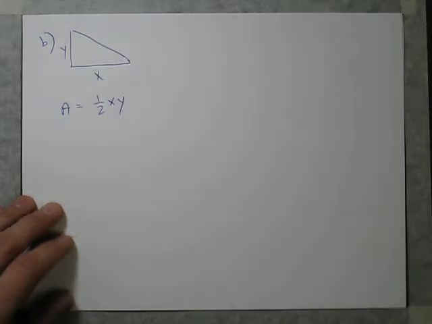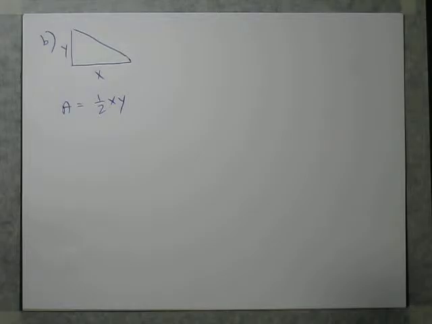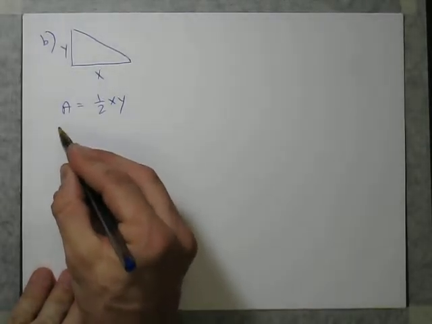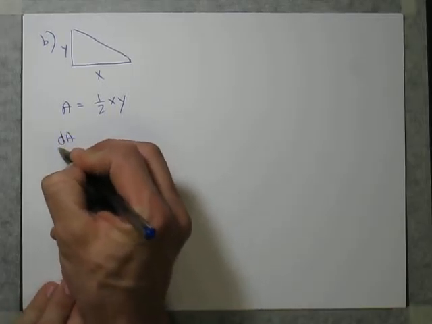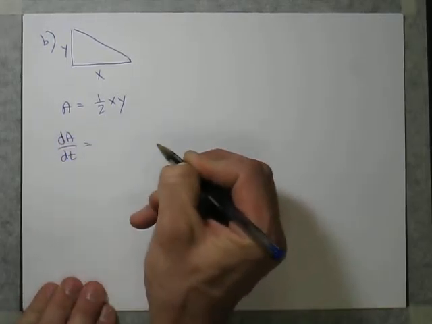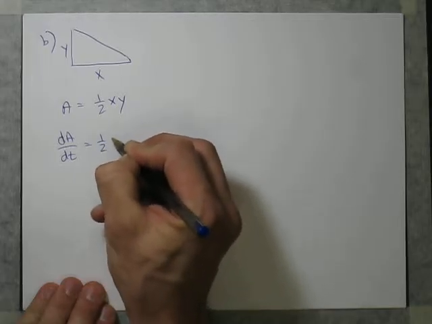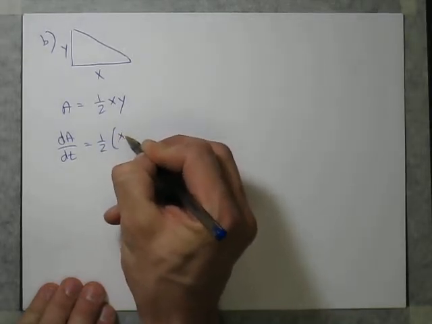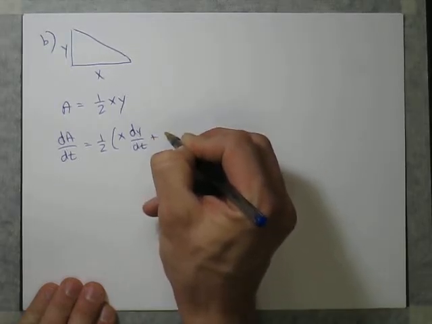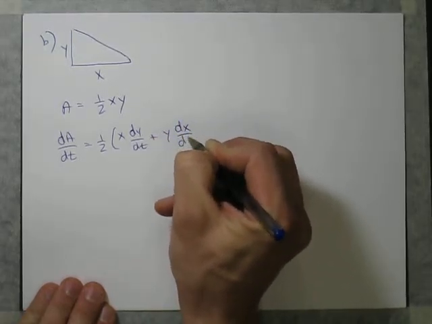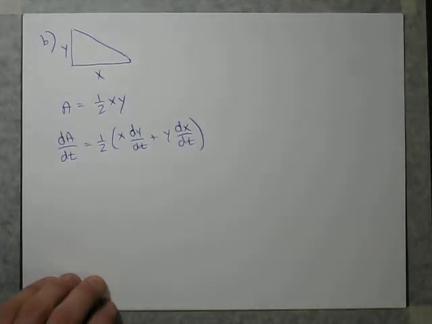So I've just written an equation that says I can find out what my area is changing at. Again, that's my goal. When I do that, I'm going to differentiate this whole thing with respect to t. Therefore, dA/dt is equal to the constant 1/2 pulled out, product rule, x dy/dt plus y dx/dt. I'll give you a second to look at that.